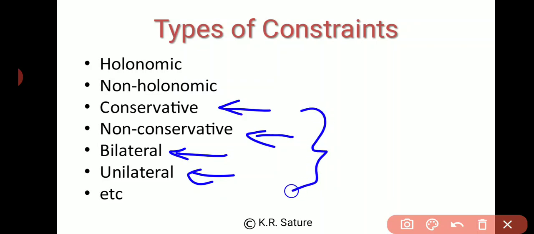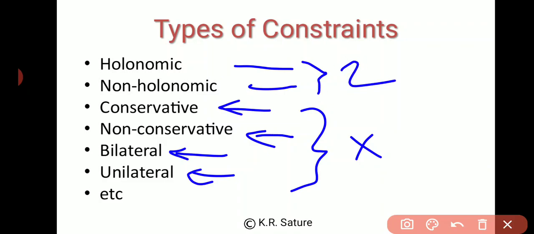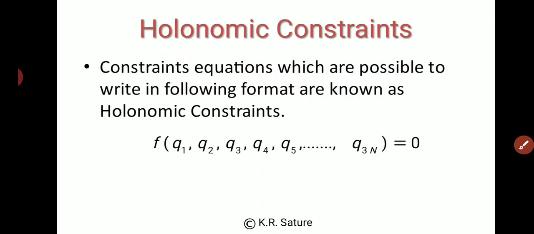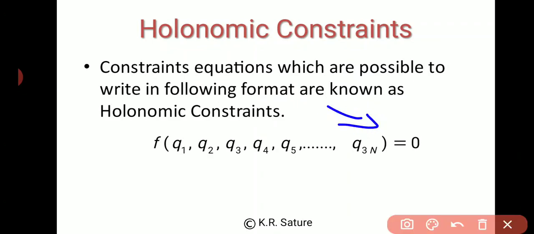We are not considering other constraints because for the syllabus you only have these two constraints, that is holonomic and non-holonomic. So let's discuss it in detail. The first one is holonomic constraint. So the definition of holonomic constraint is: constraint equations which are possible to write in the following format are known as holonomic constraints. It means that if there is some equation and you can write that equation in this manner, then that constraint is known as a holonomic constraint.